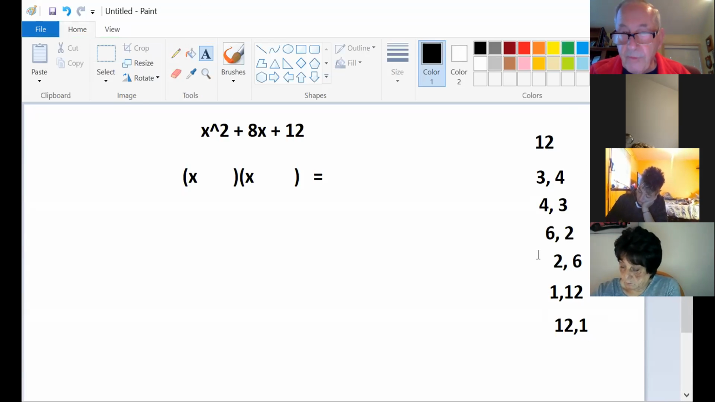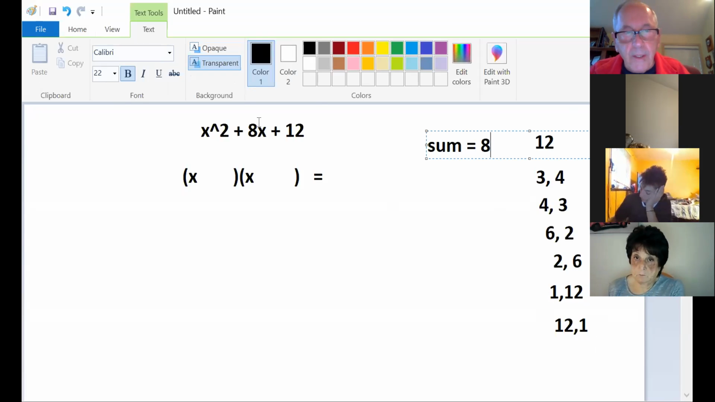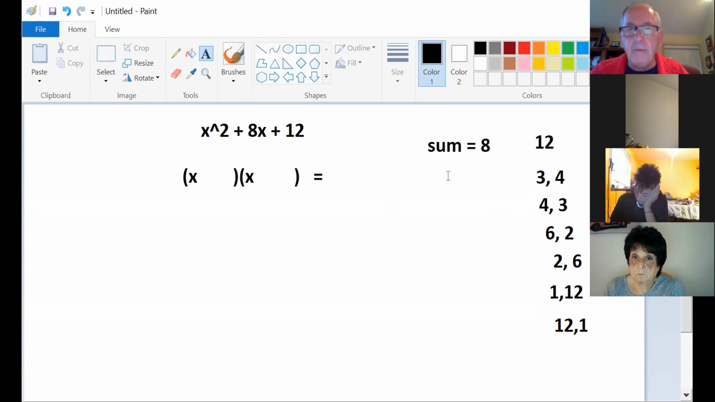And they give you a positive 12. Now, I could have two negatives here too. It could be a -3 and a -4. That would give you 12, right? They could all be negatives too, right? But now you want to look at the sum part of it. The sum of this thing has to equal 8, right? That's 8x up here. It has to equal 8. How do I get 8 out of this thing?